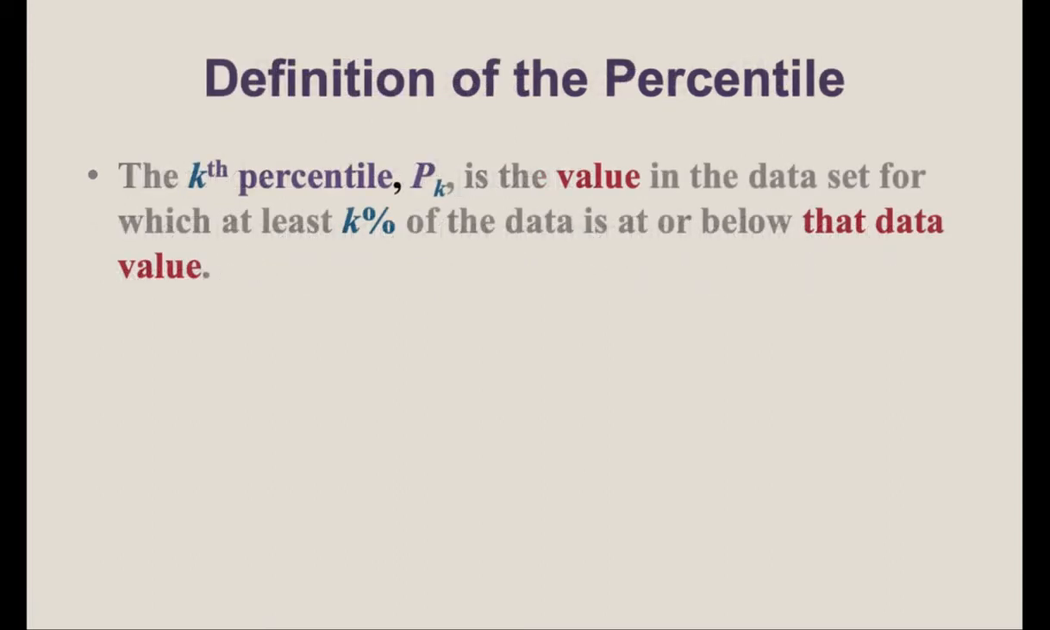Our working definition for a percentile will be as follows. The kth percentile, denoted capital P sub k, is the value in the data set for which at least k% of the data is at or below that data value.